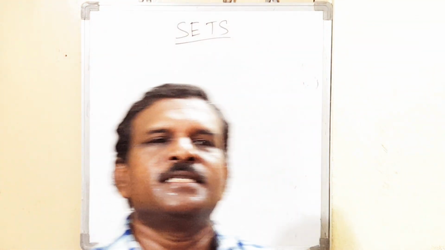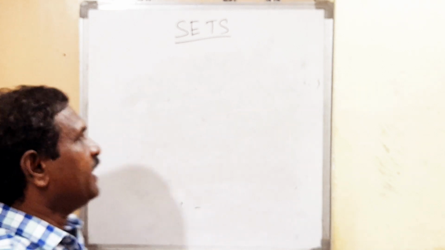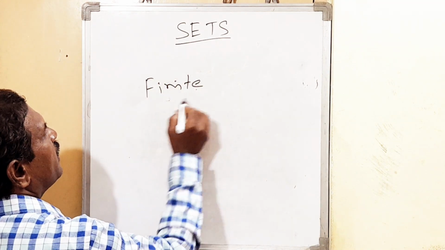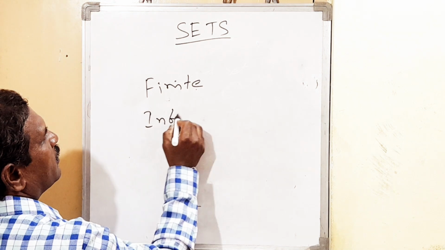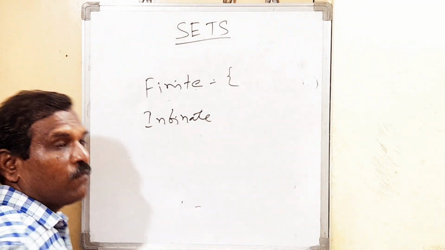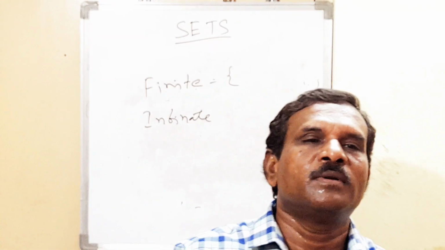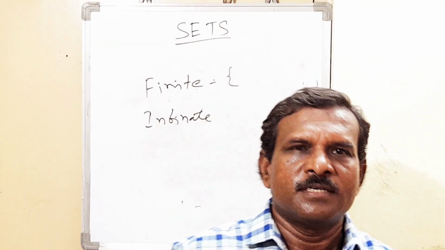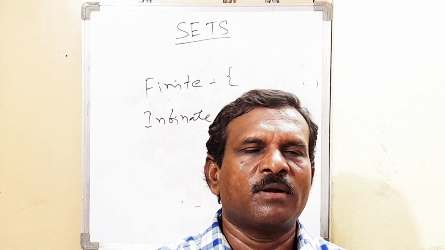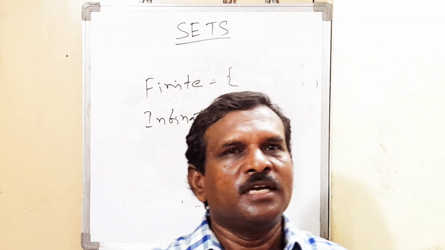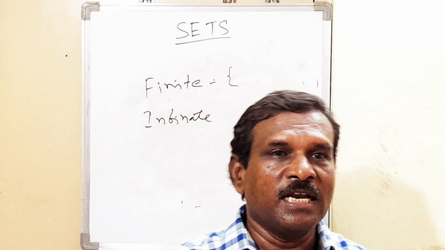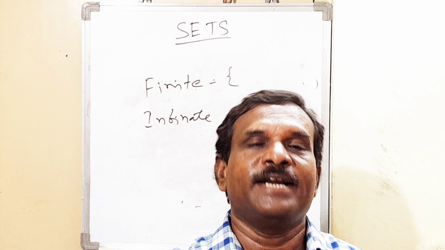The next one is finite and infinite sets. Finite means if the number of elements is countable, that is a finite set. Suppose the number of children in your class, or the total number of people in India, more than 140 crores, but still we can count. That is finite only.